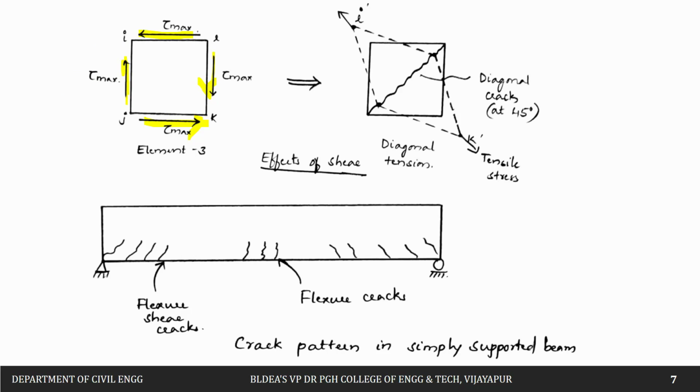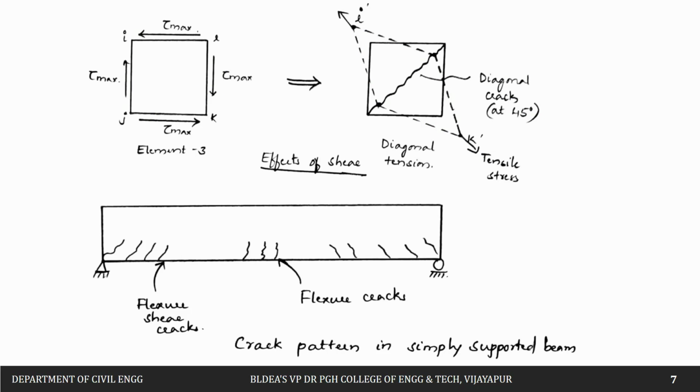Due to this, these two shears will try to pull this section somewhat like this. Similarly these two will try to pull off this section like this. So due to this, there is cracking in the member or that element. These are nothing but diagonal cracks which usually develop at 45 degrees. So this is nothing but element number 3.